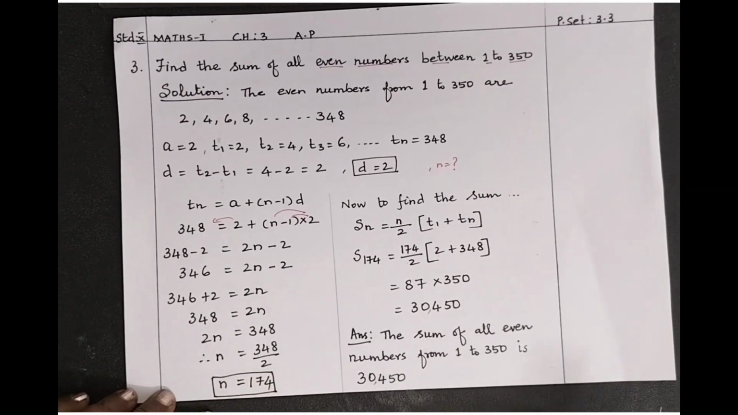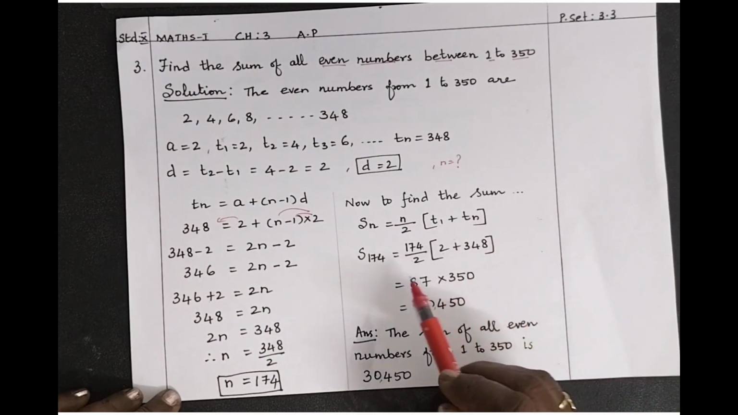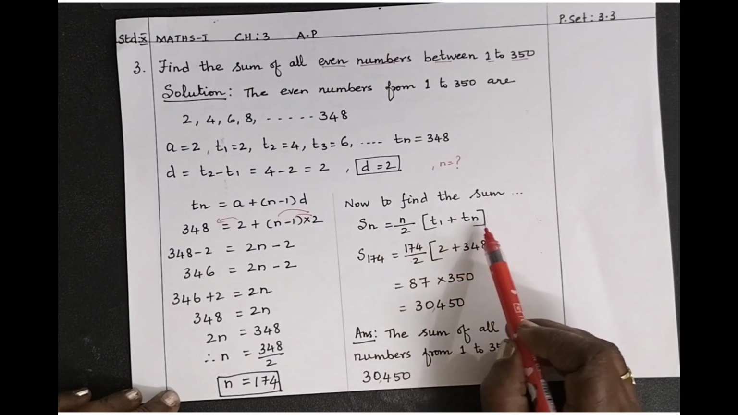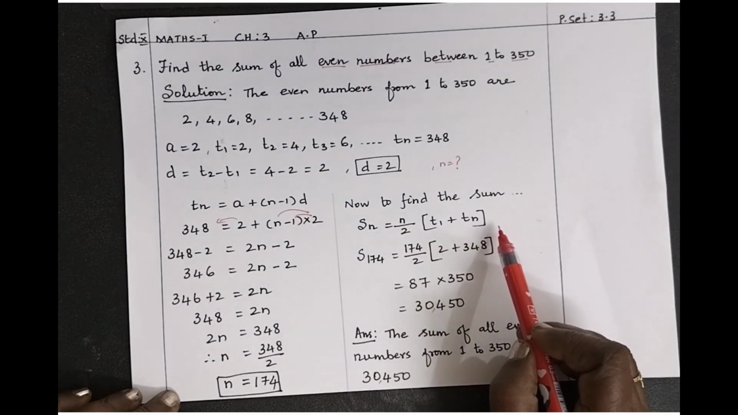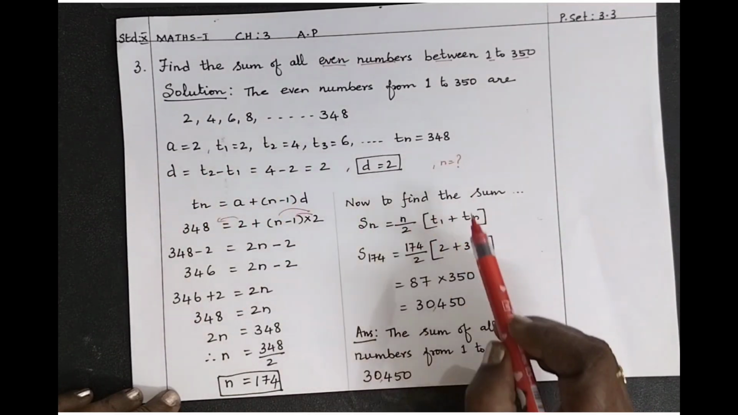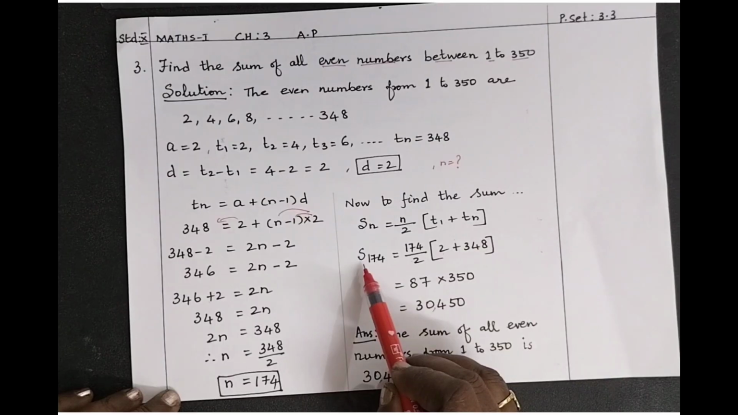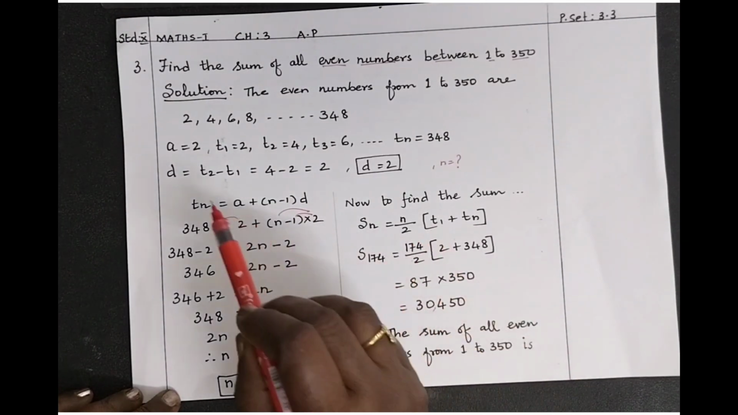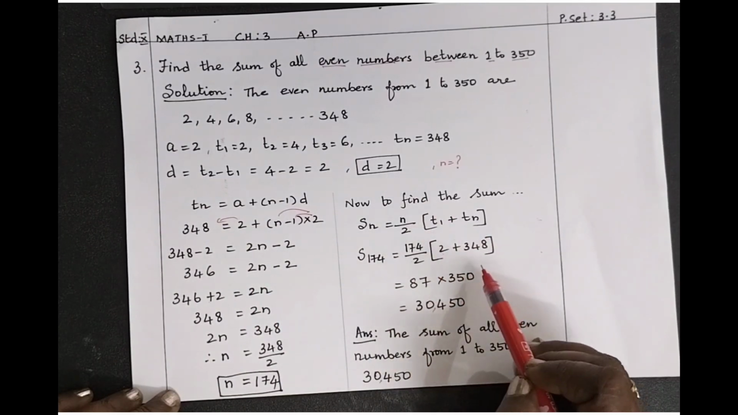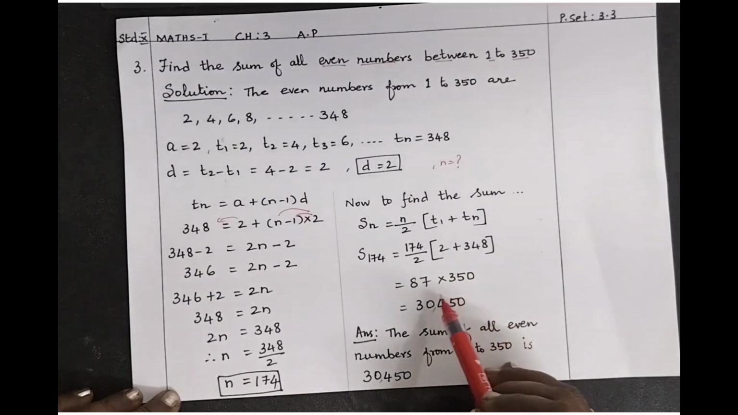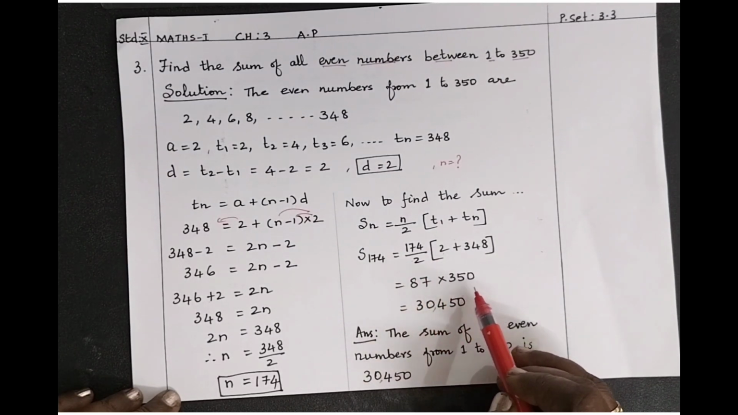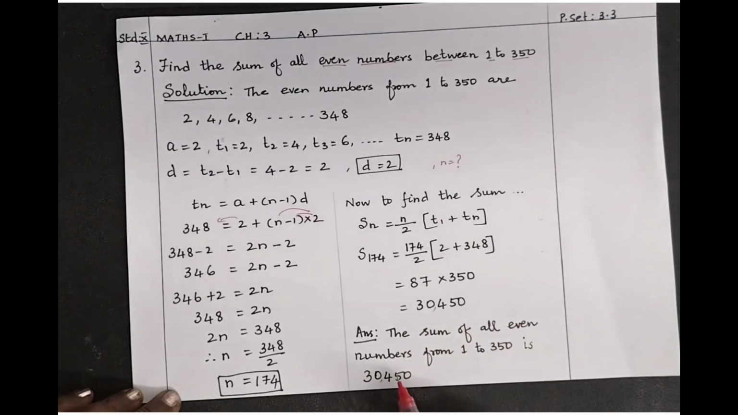Now, we can use Sn formula to find out the sum. So, Sn is equal to, here I am using T1 plus Tn formula, n by 2 into (T1 plus Tn). Since we know the first term and the last term here, we can use this formula. Therefore, S174, which is equal to 174 upon 2 into T1 is 2 and Tn is 348. So, 2 plus 348 is 350. So, divide this by 2, you will get 87. So, 87 into 350, which is equal to 30,450. Therefore, the sum of all even numbers from 1 to 350 is what?